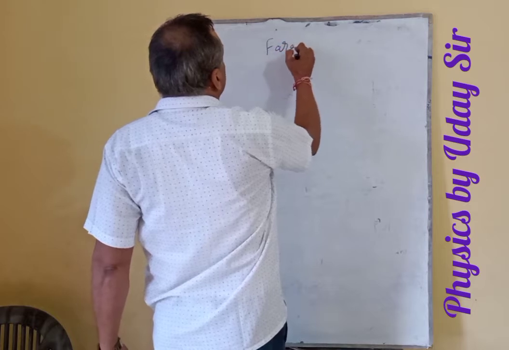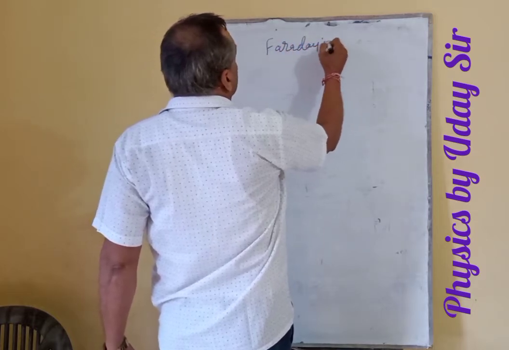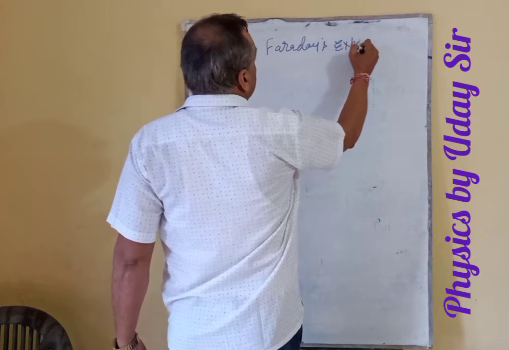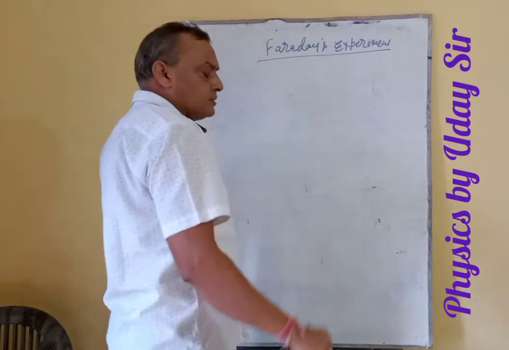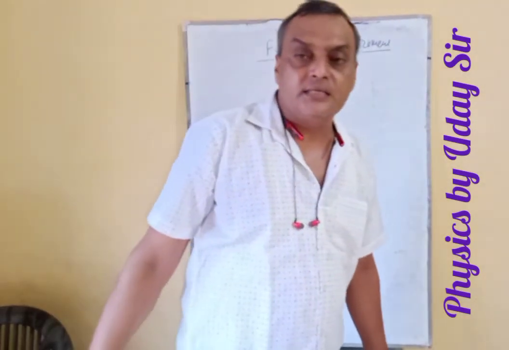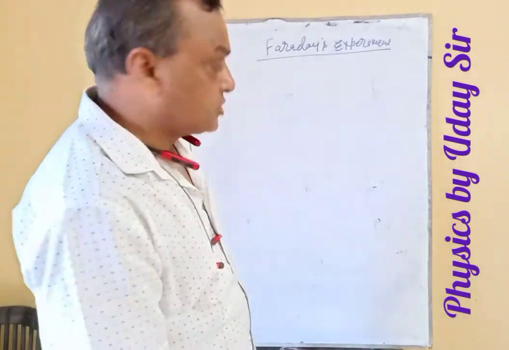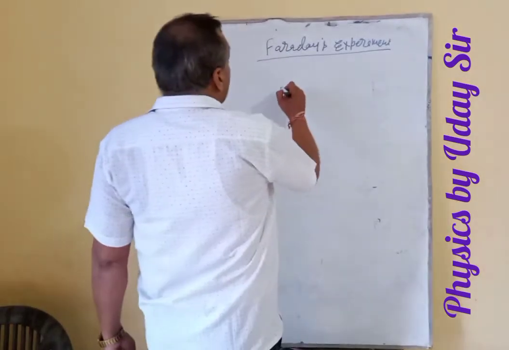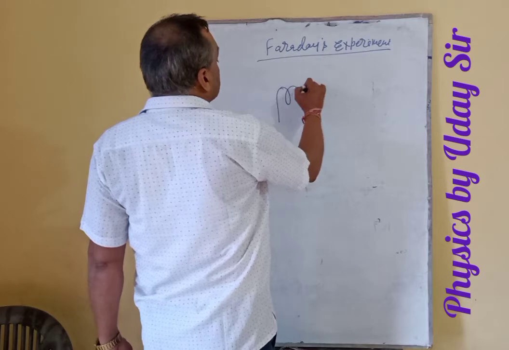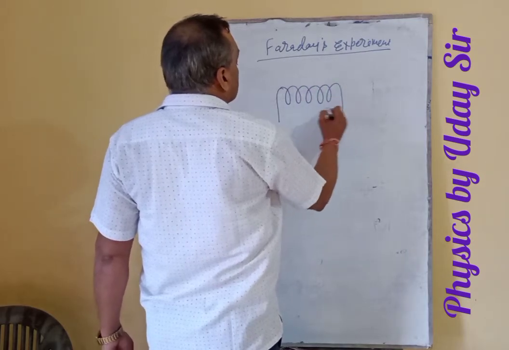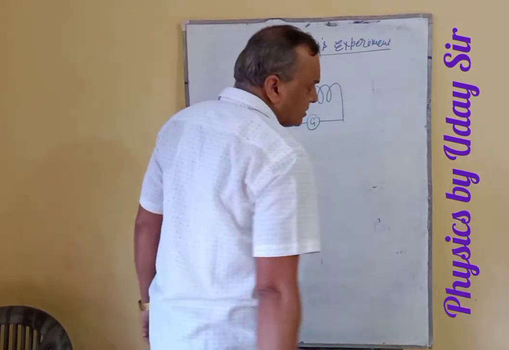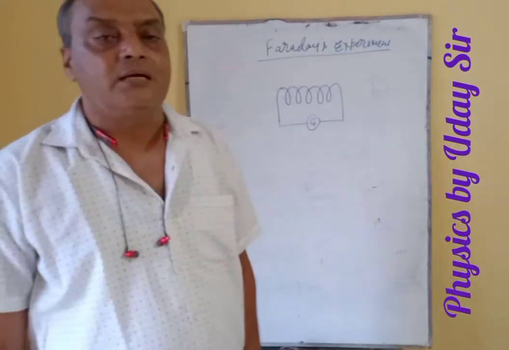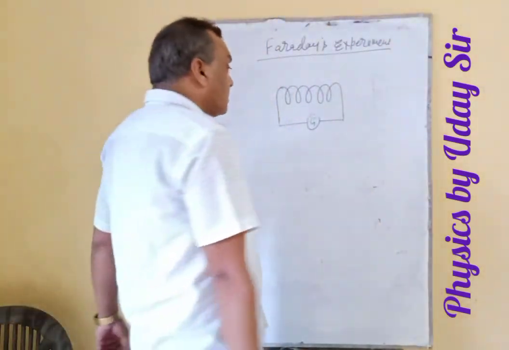So what was Faraday's experiment? What was the Faraday experiment for EMI, electromagnetic induction? See, Faraday had taken one coil. Suppose that it is connected with a galvanometer. What is the function of a galvanometer? A galvanometer detects the presence of current in the circuit.